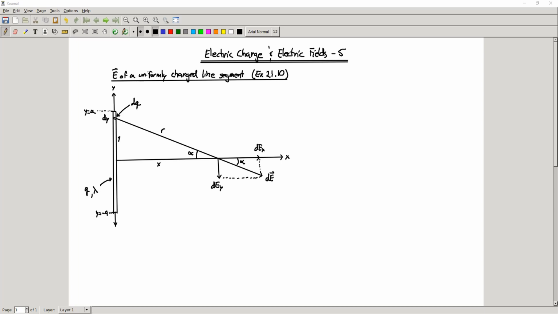This video is going to consist of basically three examples where we're looking at the electric field at a point somewhere outside of some sort of a uniform charge distribution. So in this first example, we're going to be looking at a uniformly charged rod, so a line segment here with some charge on it. We're then going to look at a ring, and then we're going to look at a disk.